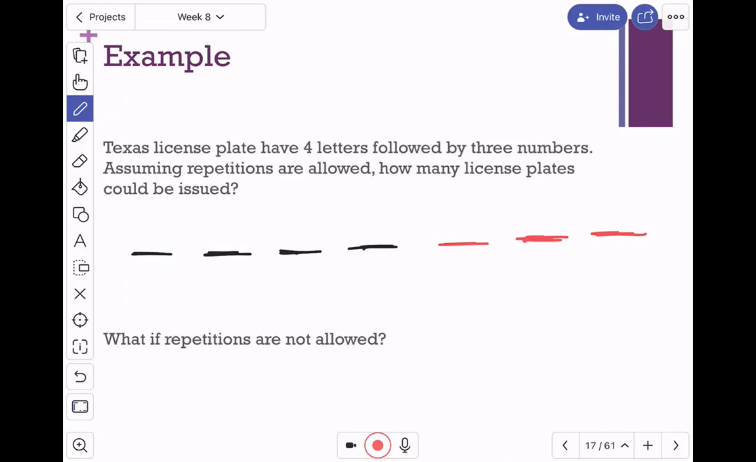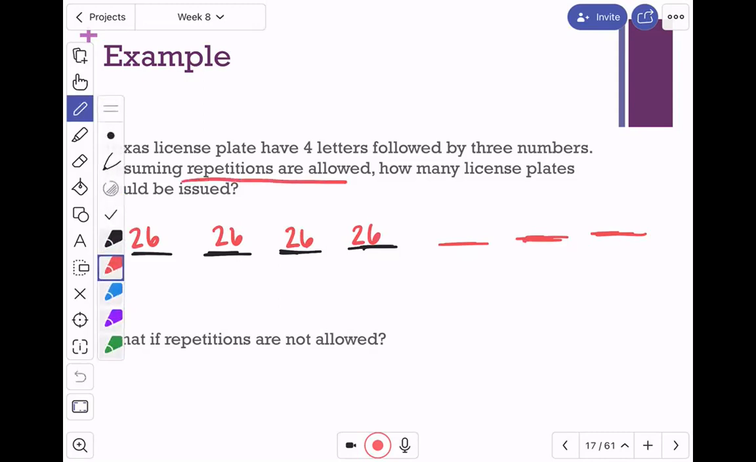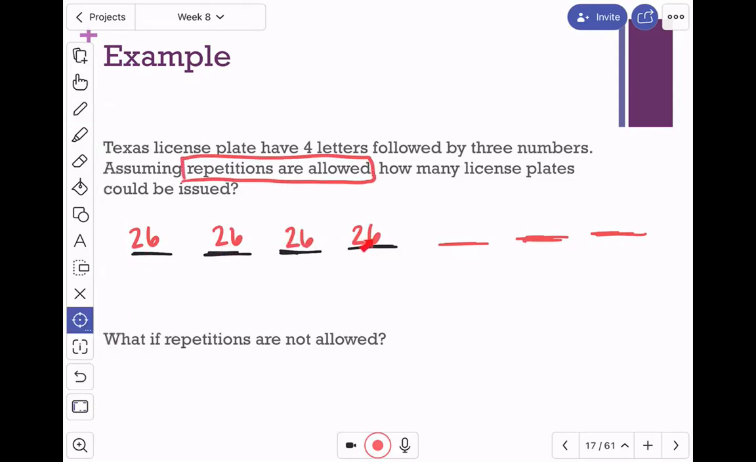First off, there's 4 letters, right? How many letters do we have to choose from? 26. There's 26 letters. So in this first blank, there are 26 different options that I can use. In the next blank, there are also 26. The next one, 26. And the last one, 26. Then you have 3 numbers. And again, this matters, by the way. They say that repetitions are allowed. Because repetitions are allowed, that's why we have 26 times 26 times 26 times 26.